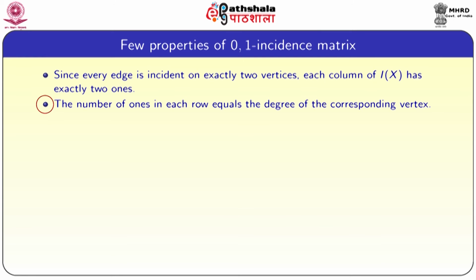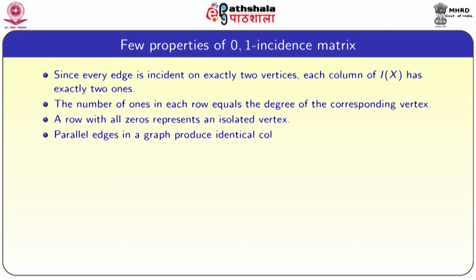The number of ones in each row equals the degree of the corresponding vertex. The row with all zeros represents an isolated vertex. Parallel edges in the graph produce identical columns in the incidence matrix. Parallel edges means multiple edges: if two vertices have more than one edge between them, then they are called parallel edges.